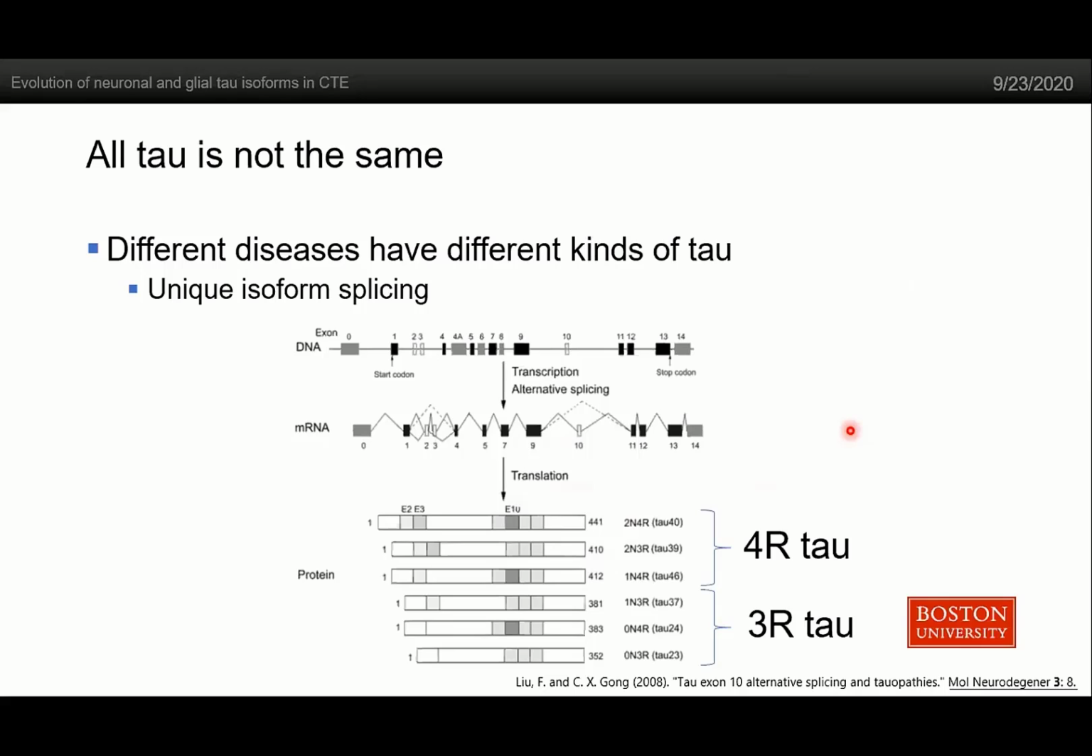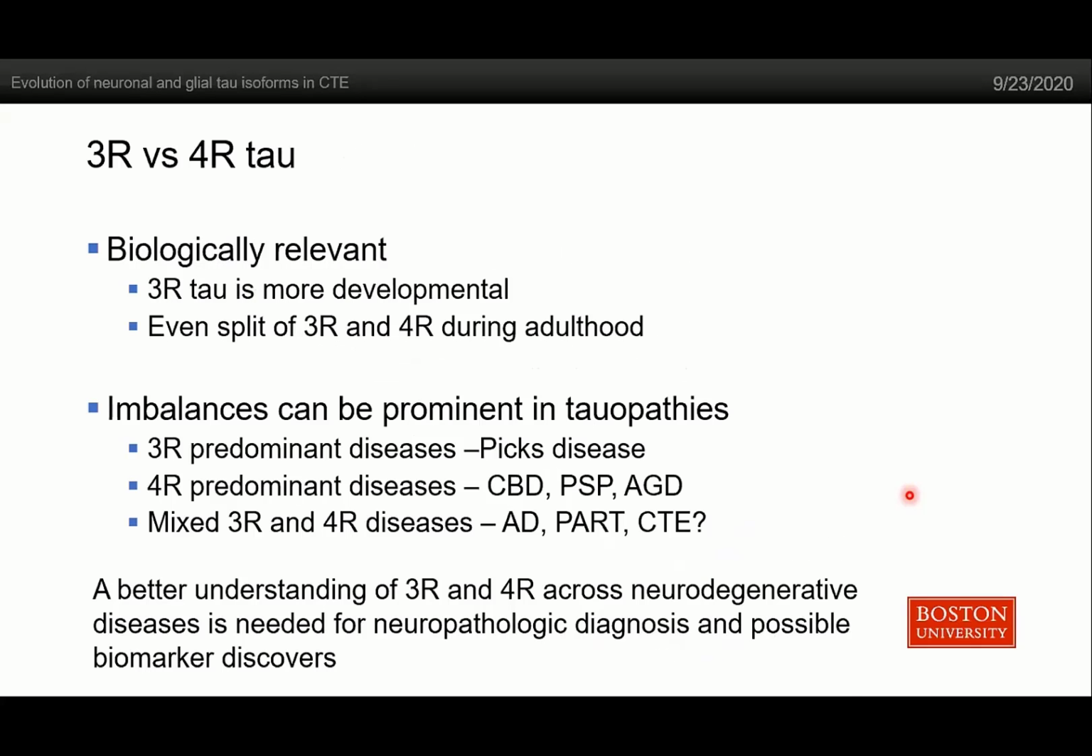Collectively, based on the inclusion or exclusion of exon 10, you can term them 4R tau, because they have 4 repeats when exon 10 is included. Without exon 10, they have 3 repeats, and we call them 3R tau. So we have 4R tau and 3R tau, which is pretty biologically relevant. It's not just different splicing where they do the same things. 3R tau and 4R tau are biologically relevant.